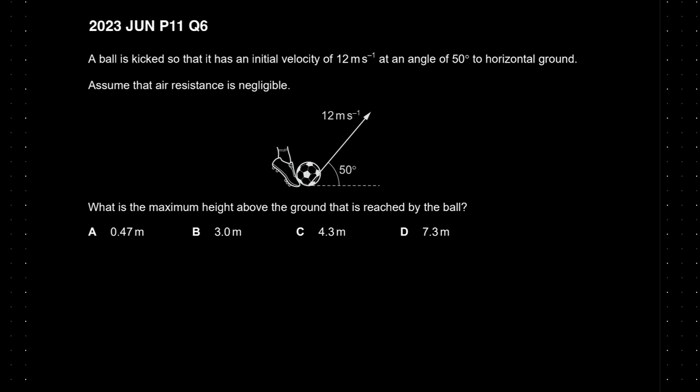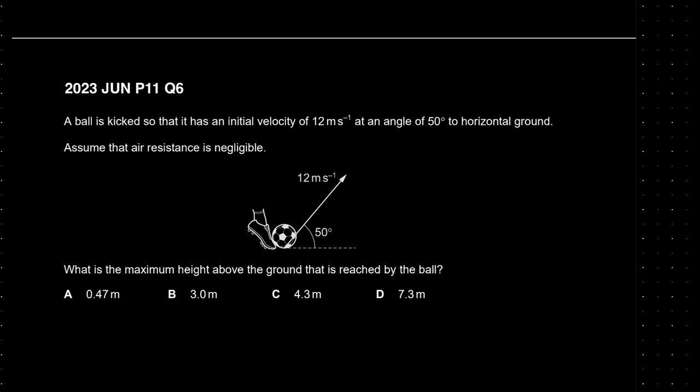Alright, question 6. A ball is kicked so that it has an initial velocity of 12 at an angle of 50 degrees to horizontal ground. Assume that air resistance is negligible. What is the max height that is reached by the ball? So again, for max height, because we're talking about the vertical height, that's the component we need. In this case, it's 12. And since this component is not with the angle, this is sine 50. So if I think about the equations of motion, I know u is 12 sine 50.